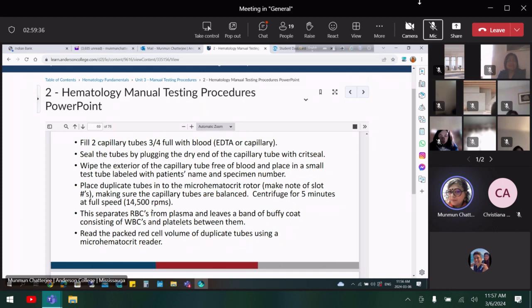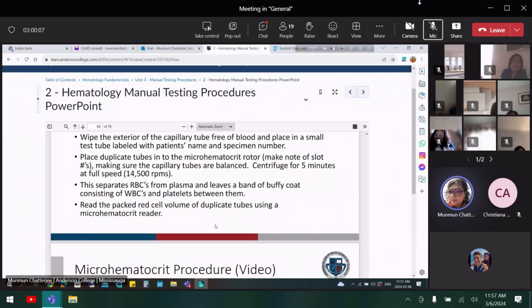The centrifuge separates RBCs from plasma and leaves a band of buffy coat, which is not visible basically, consisting of WBCs and platelets between them. Whenever you centrifuge any anticoagulated blood, you are going to get packed cells with the RBC, then a buffy coat, which is composed of what? In the buffy coat, what do we have? WBC and platelets, ma'am. And then the rest is the plasma. What is the proportion of the plasma and RBC?